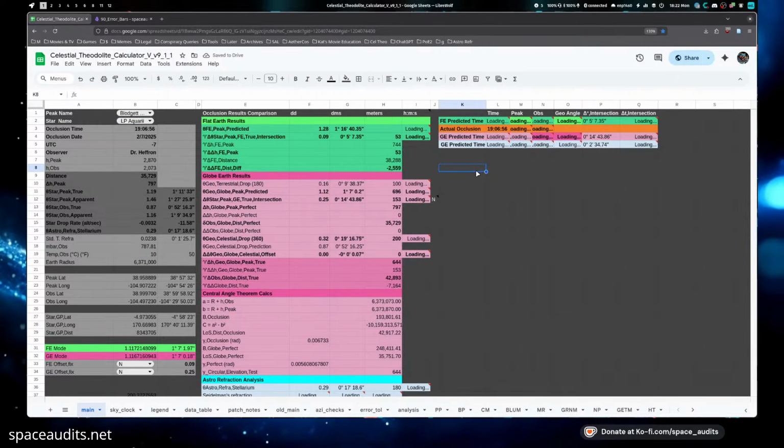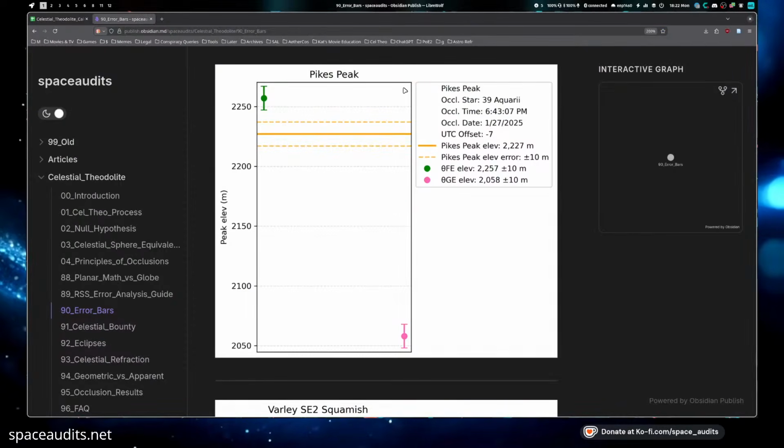Ooh, you know what we should add to the error bar for each peak is the amount of missing Earth curve. And then we can show that the graph of the amount of missing Earth curve will be exactly equal with the amount that they're off, and maybe that will sell it a little bit better. Just had an idea. Just add a third mark for the amount of missing Earth curve. So if we subtract the flat Earth elevation derived from the globe Earth elevation derived, we get the 200 meters of globe curve, and that's how much they're off by.